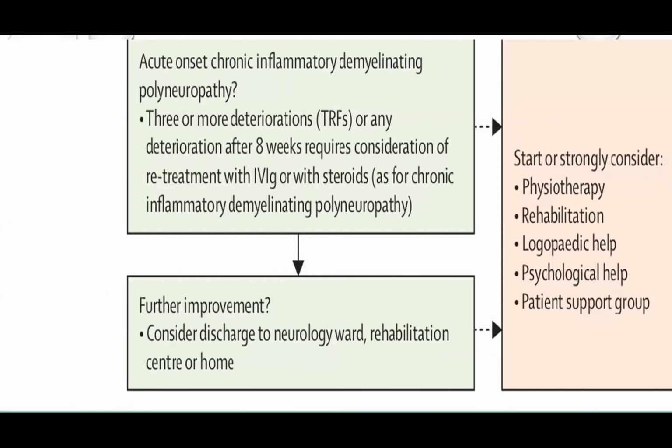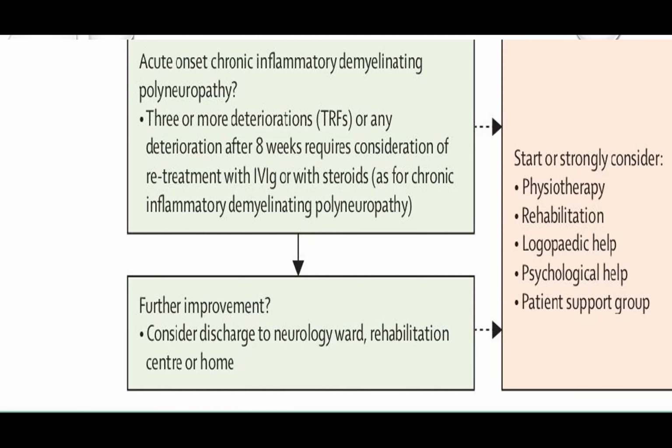And there is another condition, that is acute onset chronic inflammatory demyelinating polyneuropathy. If there are 3 or more deteriorations, that is treatment-related fluctuations, or any deterioration after 8 weeks, it requires consideration of retreatment with immunoglobulins or with steroids, as for chronic inflammatory demyelinating polyneuropathy. Consider discharge to neurology ward or rehabilitation center or home for the delayed disability complications, and consider physiotherapy, rehabilitation, and psychological help and patient support.